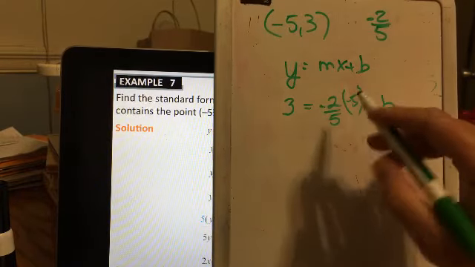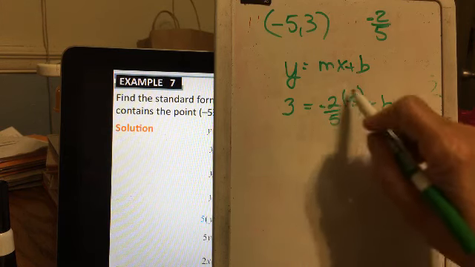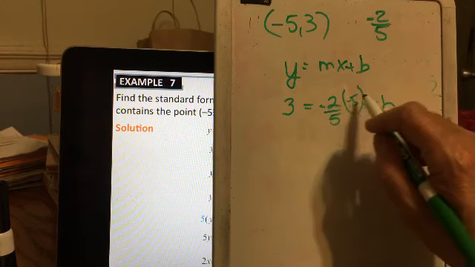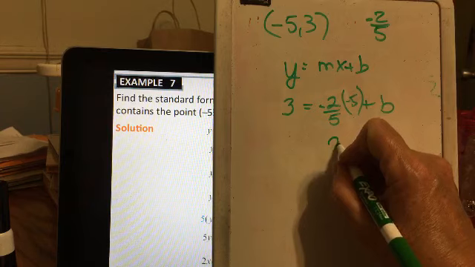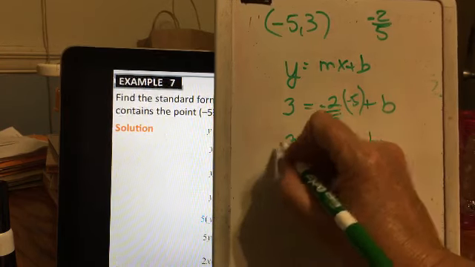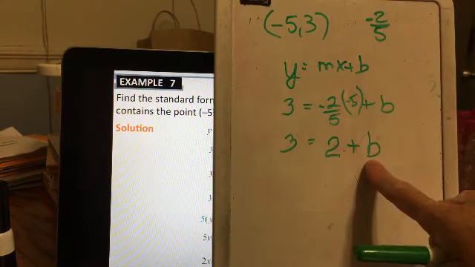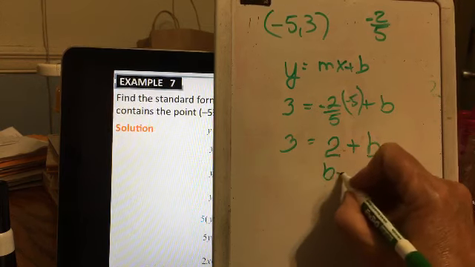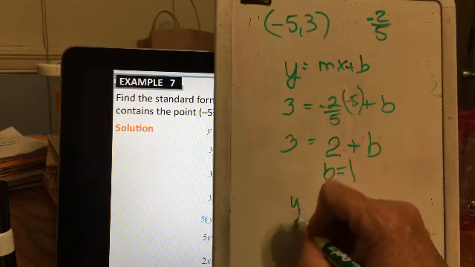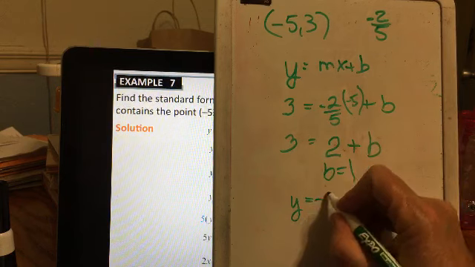Okay? Now, when I do this, I'm going to wind up with the 5s. I'm going to end up with a positive number because I have a negative times a negative. I'm going to get a positive number, and the 5s are going to cancel, so I'm going to wind up with a positive 2. Plus b is 3. Well, 2 plus what is 3? B is going to end up being 1, isn't it? So the b is 1, which means that the equation of my line is y is, my slope was -2/5. I'm going to go back and grab it again.